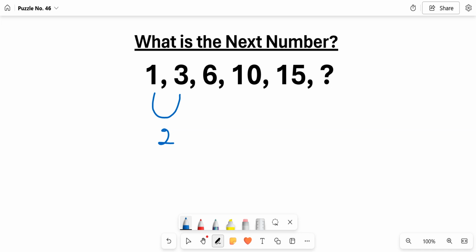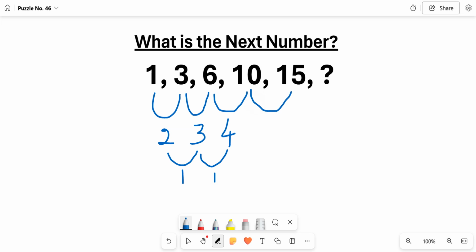Similarly, the next difference between 3 and 6 is 3. Next, the difference between 6 and 10 is 4. That means from 2 to 3 there is a difference of 1, then next it is becoming 4, then it should be 5. Let's see, the difference between 10 and 15 is 5. That means again the difference is 1.